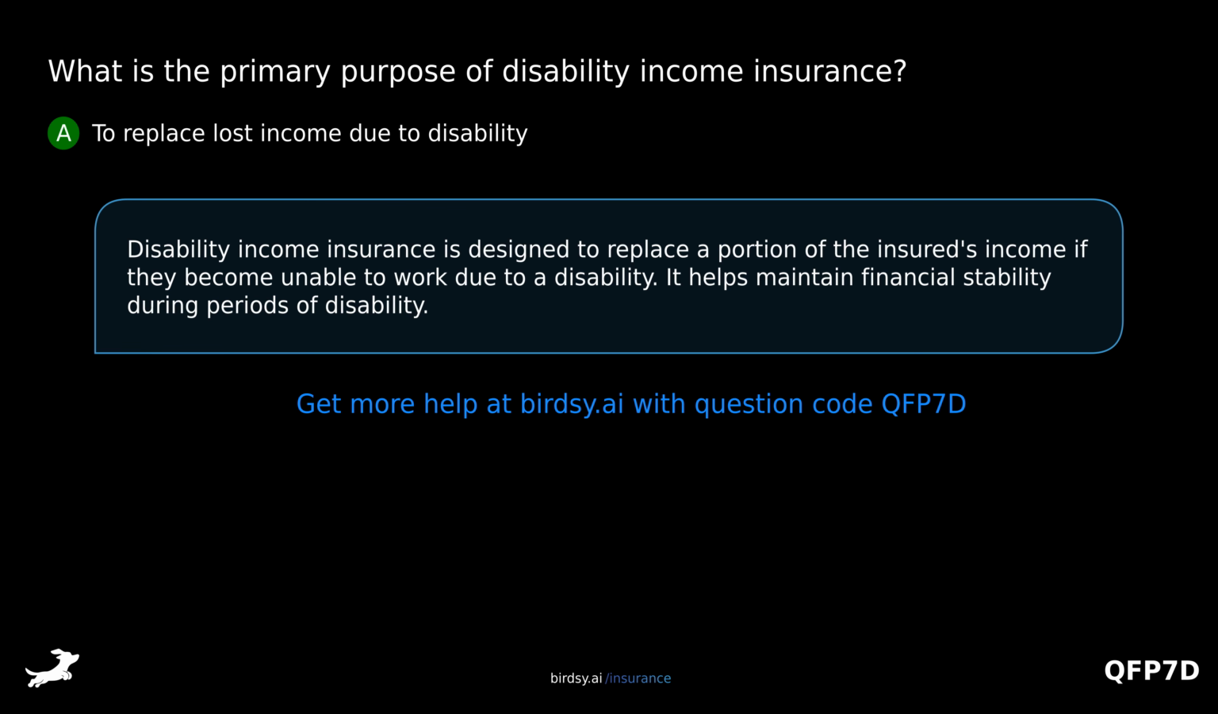Disability income insurance is designed to replace a portion of the insured's income if they become unable to work due to a disability. It helps maintain financial stability during periods of disability.